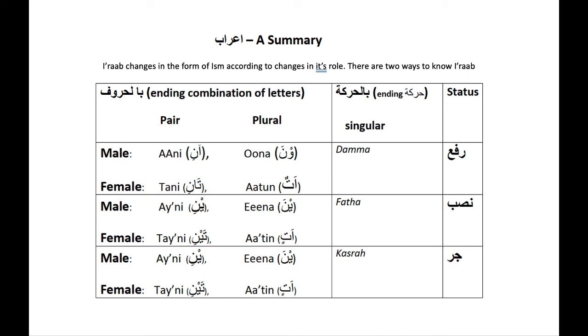Finally, jar status. Male dual would be aini ending, and for jar male plural would be ina ending. Female dual would be tayni ending, and for female plural it will be atin ending. So I hope you found it useful, but I would strongly suggest that you watch this video at least 2 or 3 times.